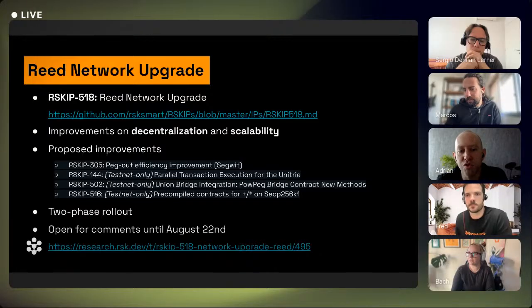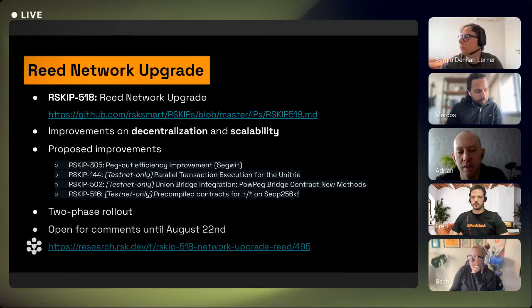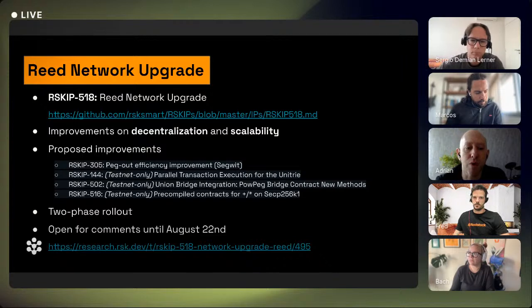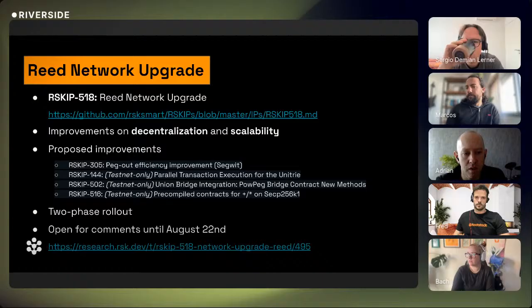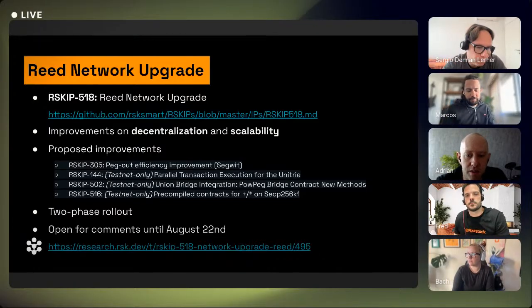We are proposing to bring one of these improvements to both Testnet and mainnet, as it's usually the case. That's RSK IP 305. And for the other 3, the proposal is to launch them on Testnet only, at least initially. The idea is basically to have these larger and, let's say, more disruptive changes in a safer environment, gather feedback from users, partners that are currently working on Rootstock Testnet, and then decide on the best time to bring them to mainnet.